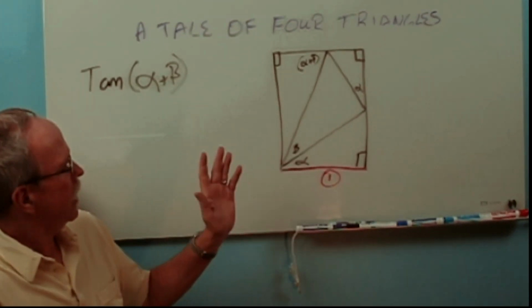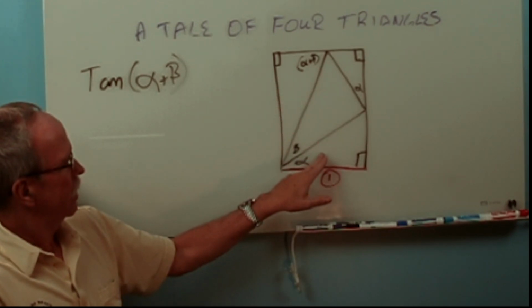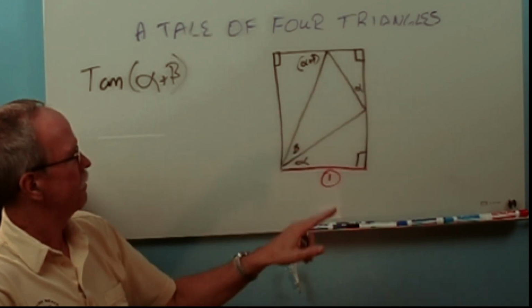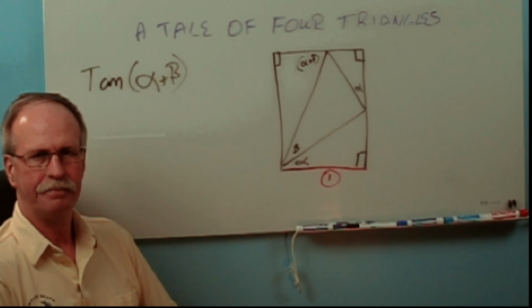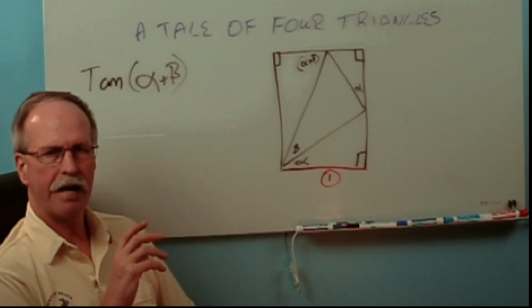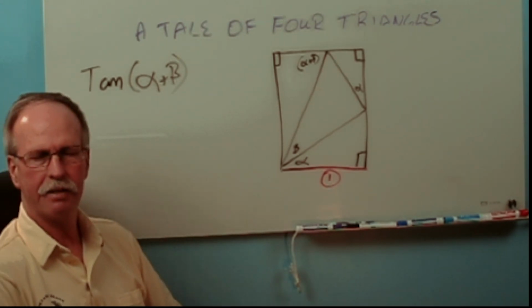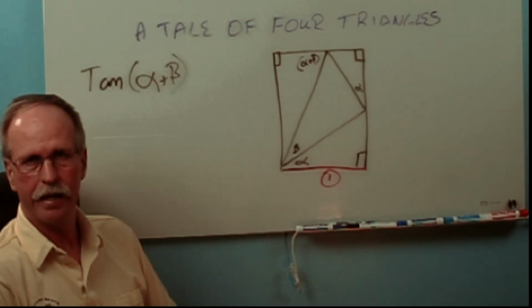Okay, so once again, we have our 4 angles, 1, 2, 3, and 4. That's angle alpha, that's angle beta, that's angle alpha, and that is angle alpha plus angle beta. Today, what we're trying to solve is what is the tangent of angle alpha plus angle beta? And we're going to use our 4 triangle diagram.